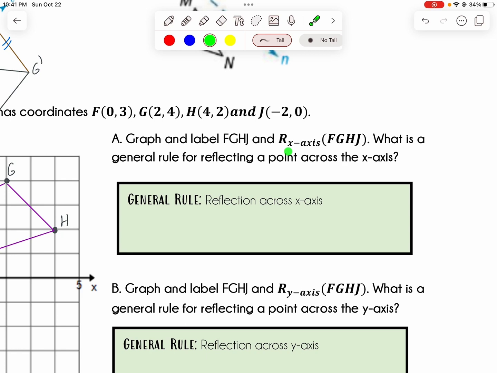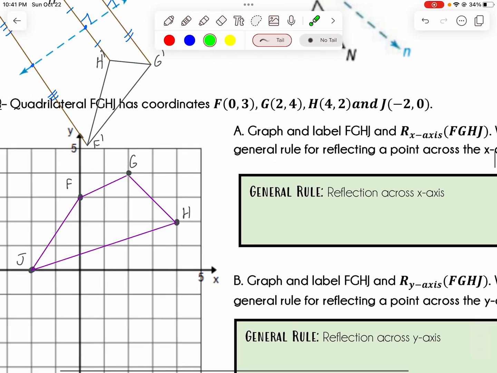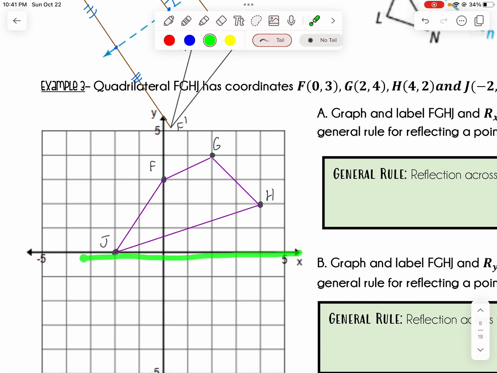This one doesn't give us a specific name for the line. It says reflect across the x-axis. The x-axis is this line. Notice how it doesn't say reflect across x. X can be any number you want, but the x-axis is a specific place. So if I'm going to reflect it, I just know that those lengths need to be preserved.